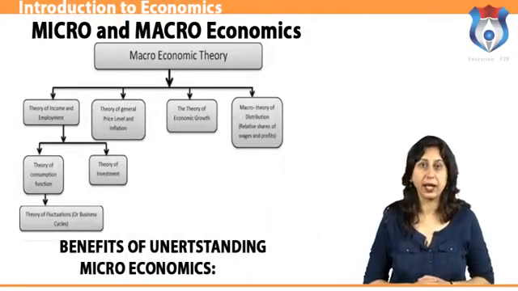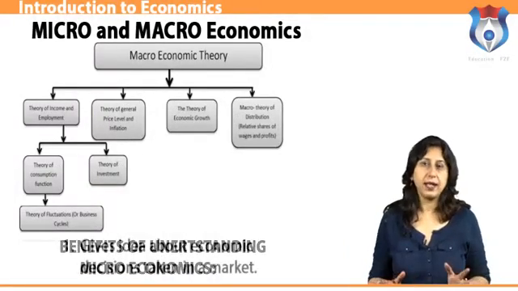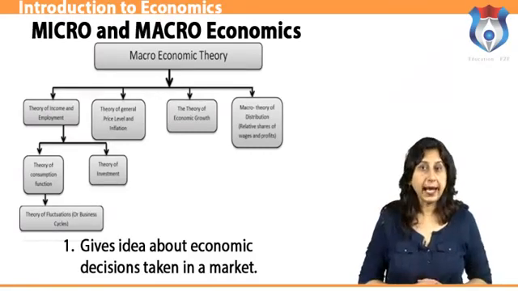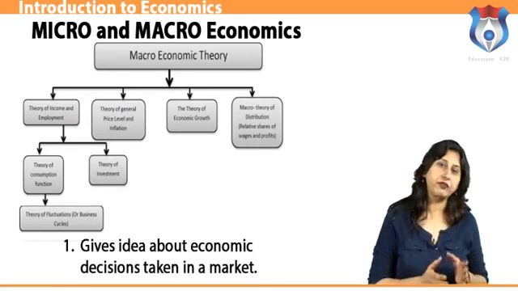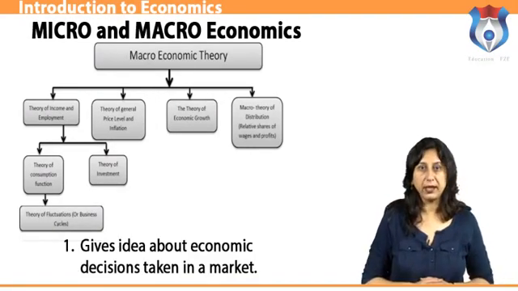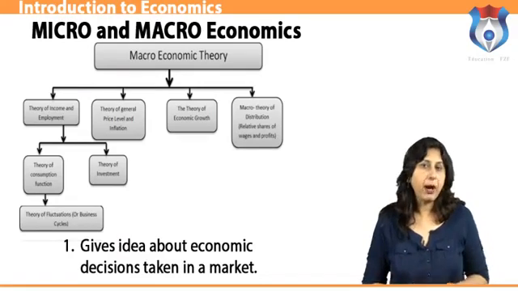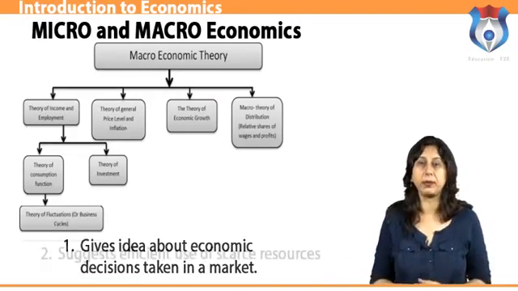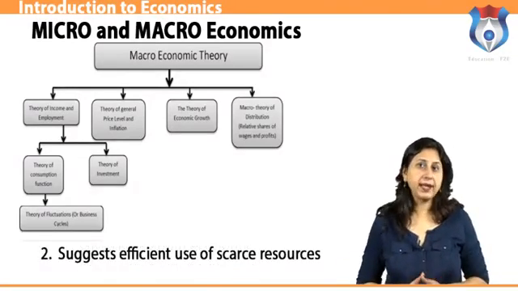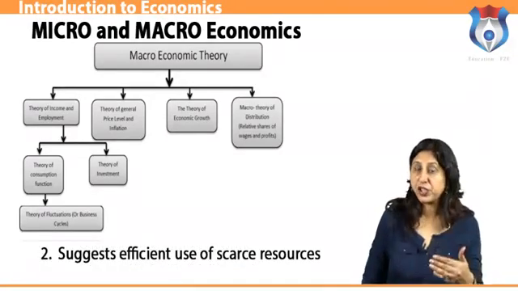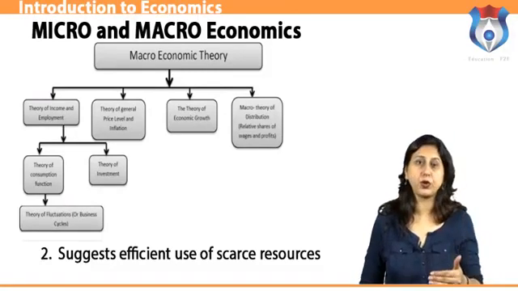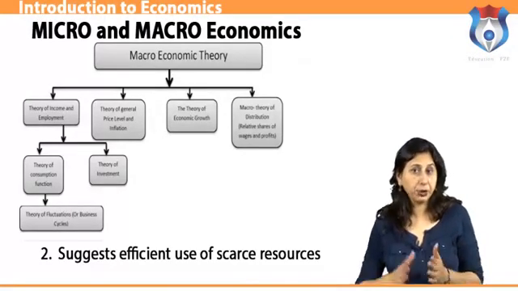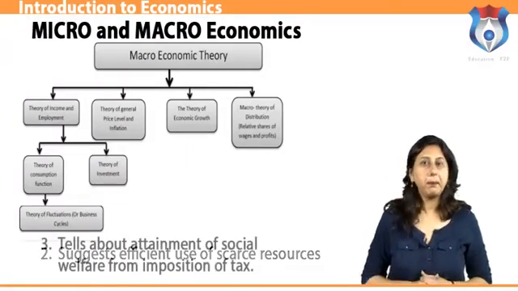Microeconomics helps us to understand various things. Some of them are: it helps us in understanding the working of a free enterprise economy. It gives us an idea about how major economic decisions are taken in a market economy. It suggests economizing, that is, how efficiently the scarce available resources can be utilized in the production process in an economy.